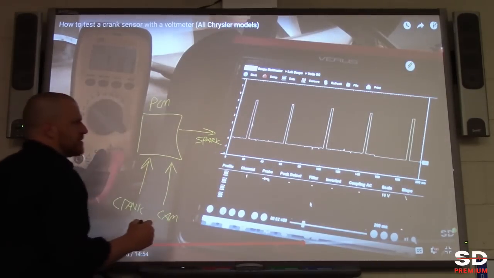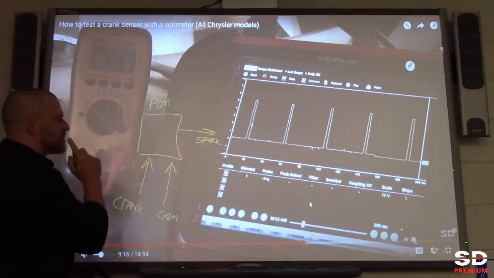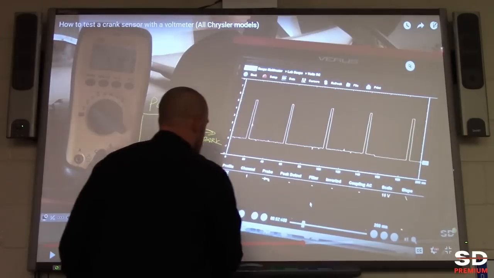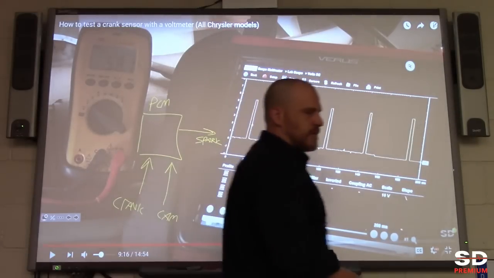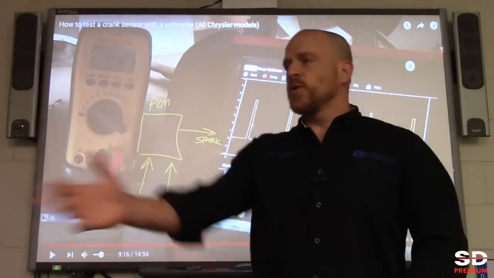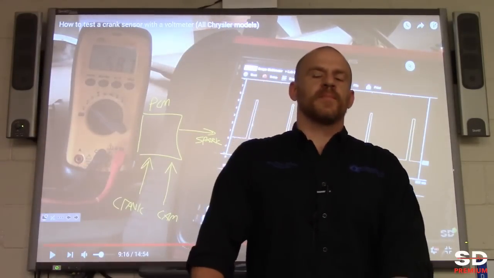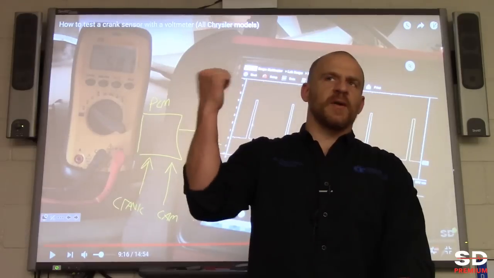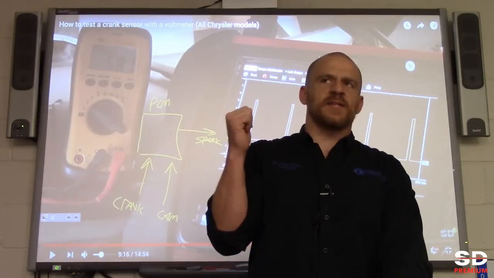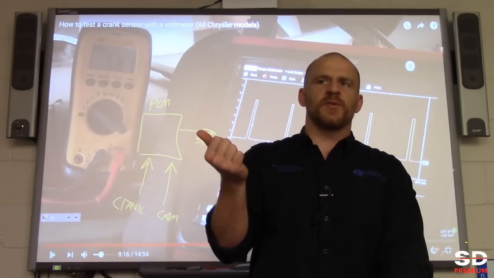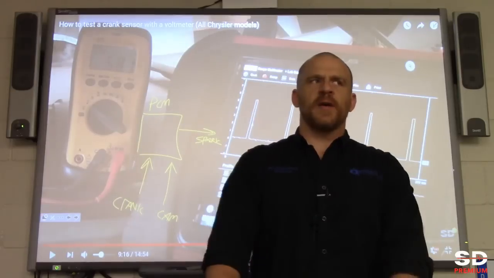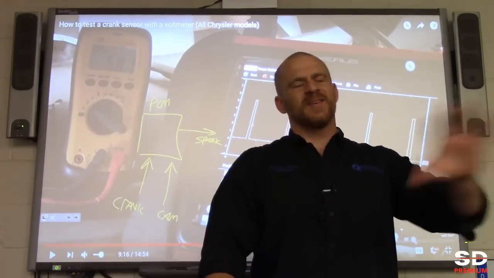And on this design, I don't remember if this was distributor or not. They do, but I need my cam signal. And my question really is, why is this signal not enough for the computer to interpret proper RPM, spark, and injection pulse? Let's just keep this simple.